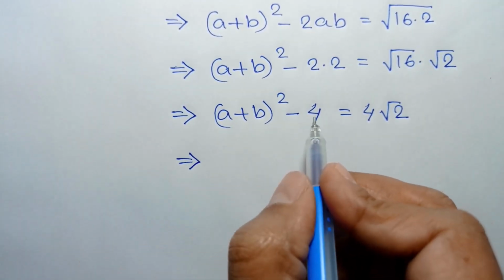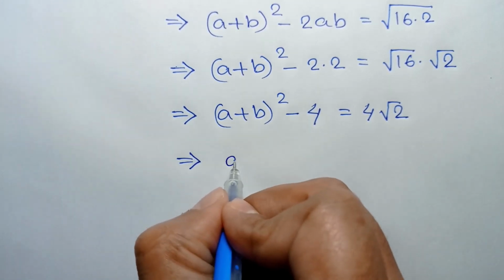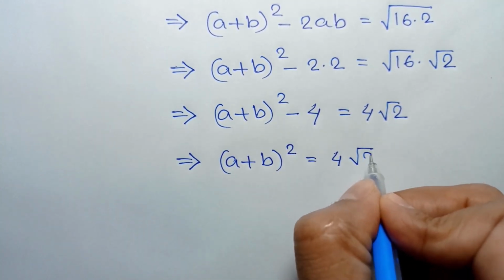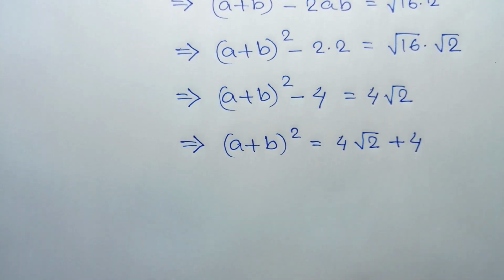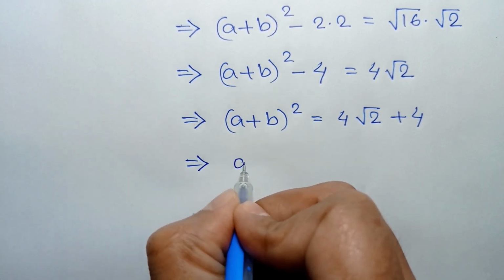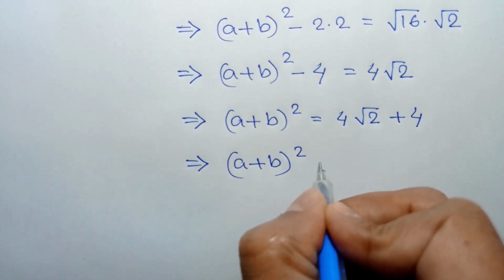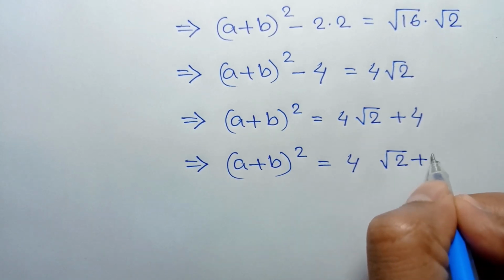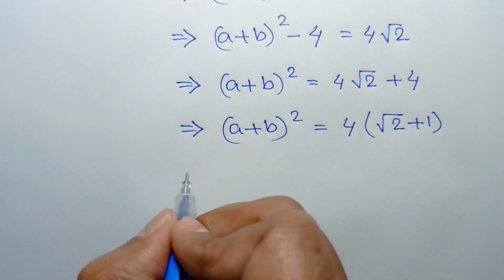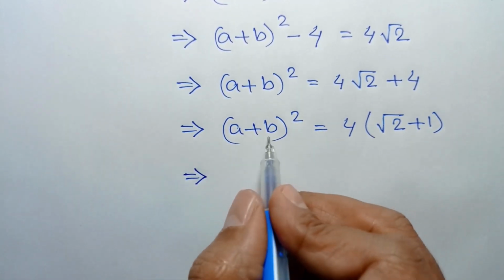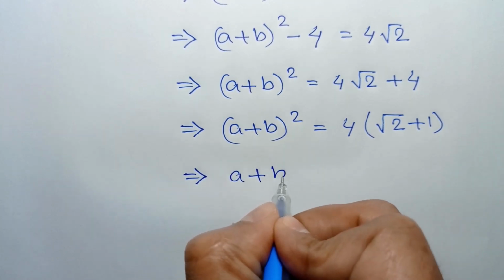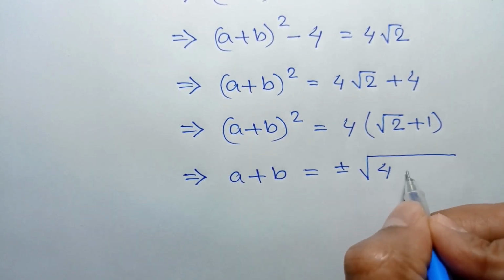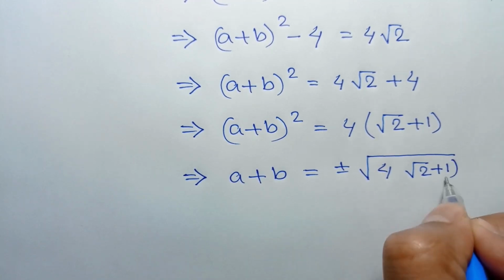or taking this 4 to the right side, we can write (a plus b) whole square is equal to 4 square root of 2 plus 4, or (a plus b) whole square is equal to, taking common 4, we can write 4 times (square root of 2 plus 1), or taking square root to both sides, we will have a plus b is equal to plus or minus square root of 4 times (square root of 2 plus 1).